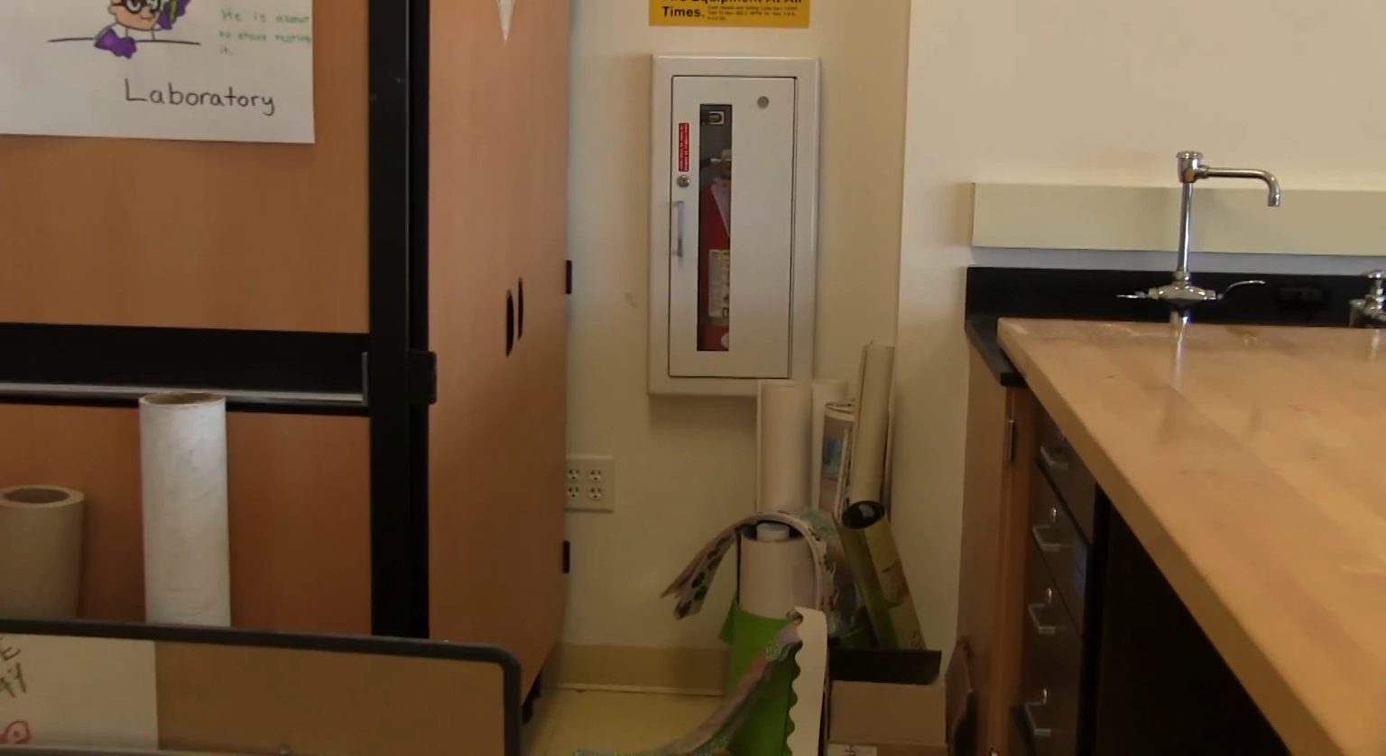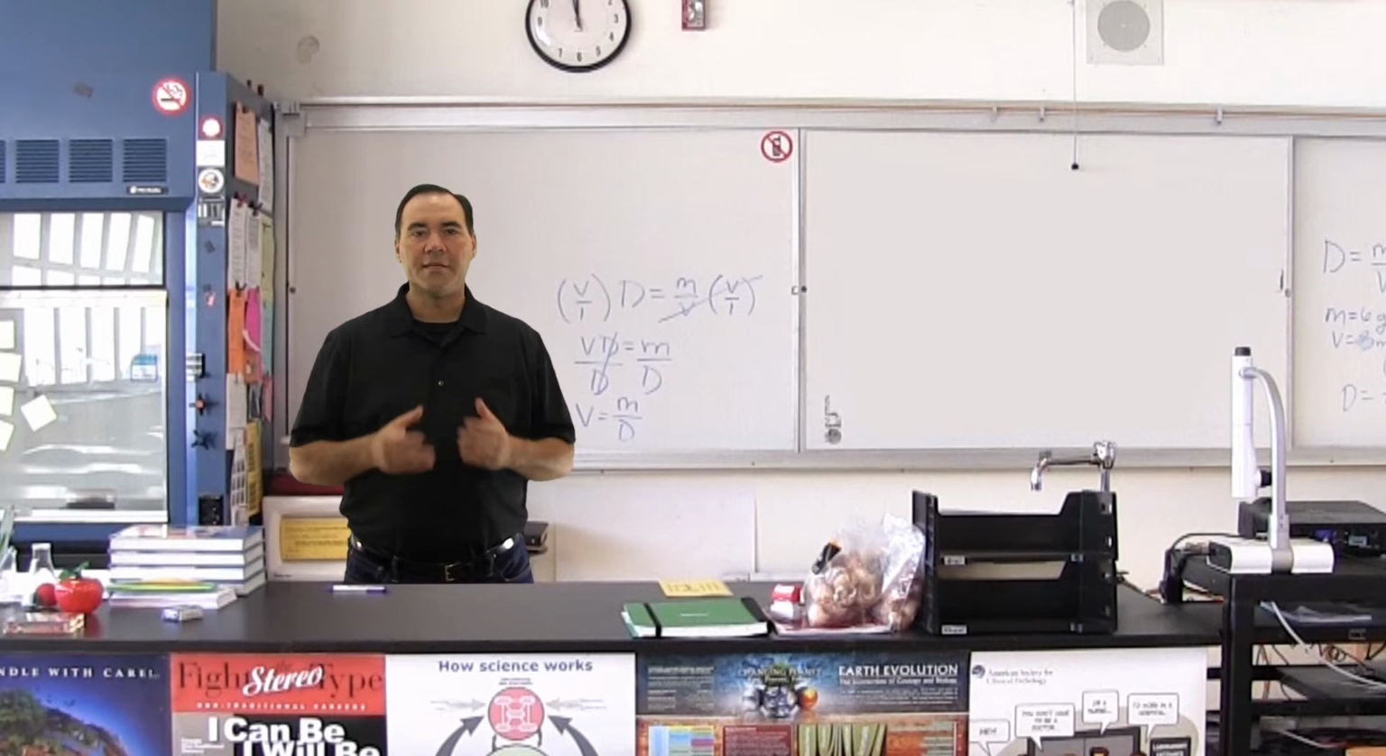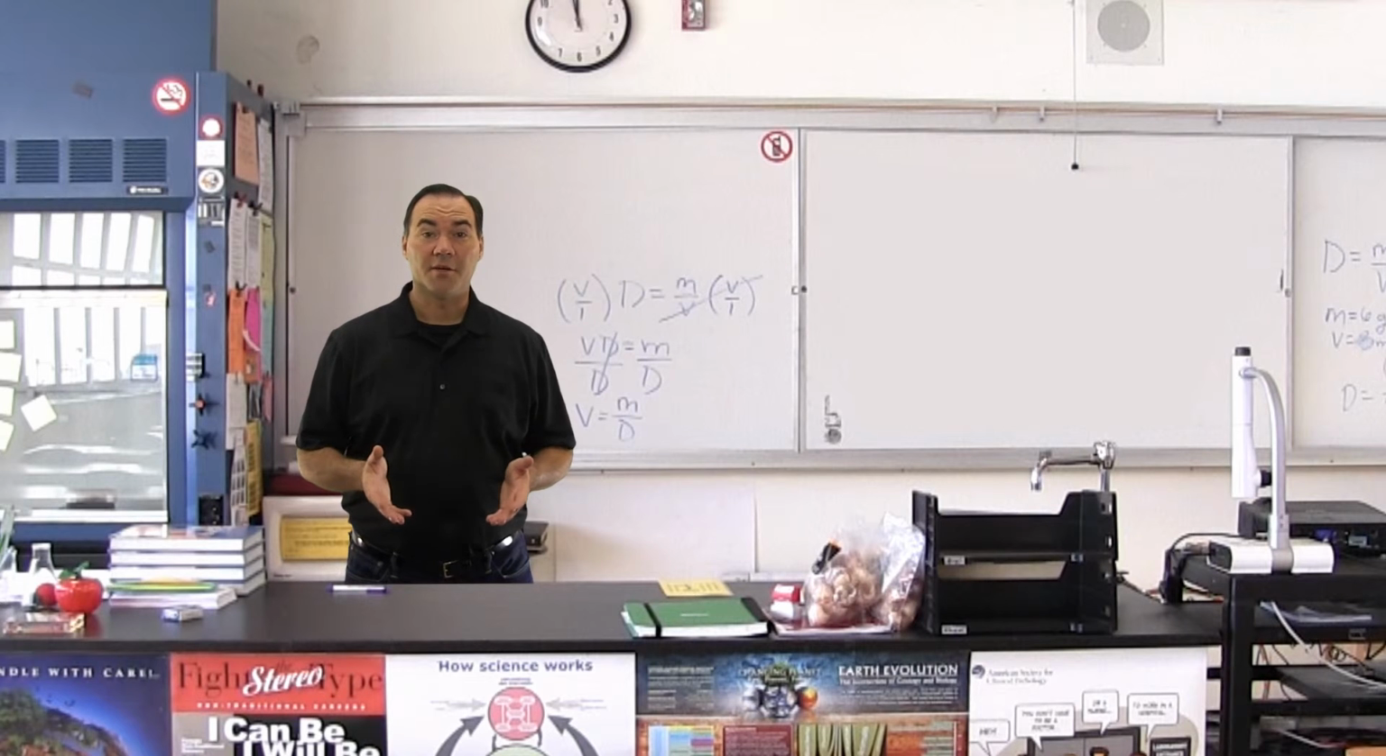Don't place items in front of electrical panels, eye wash stations, fire blankets, or fire extinguishers. These tools are designed to help prevent injury and keep you safe. If you need these in an emergency and you can't get to them, you could be in real danger.